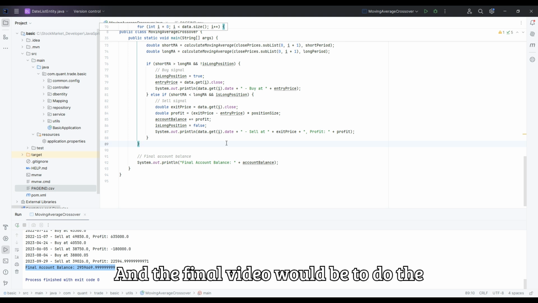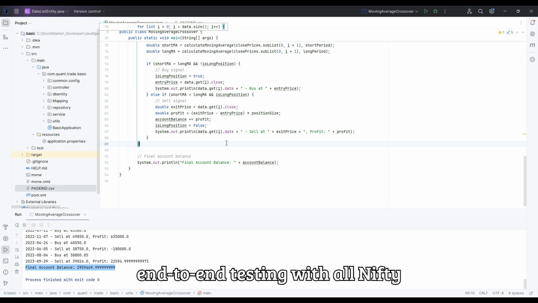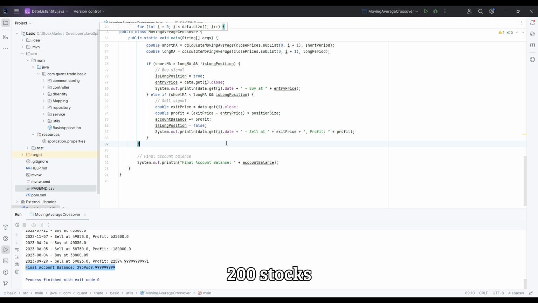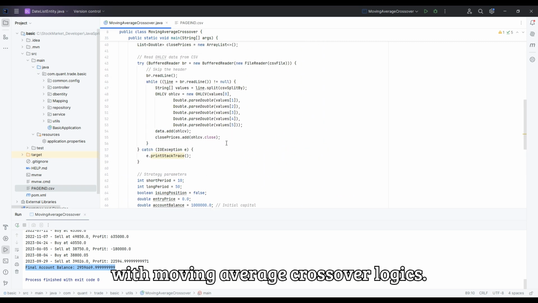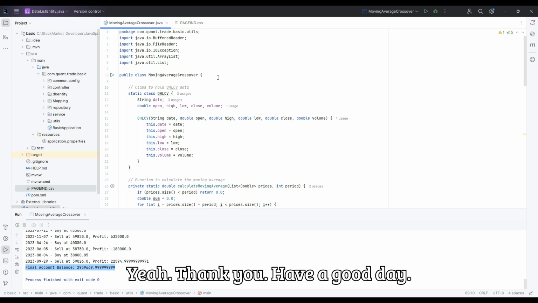And the final video would be to do the end-to-end testing with all Nifty 200 stocks with moving average crossover logic.